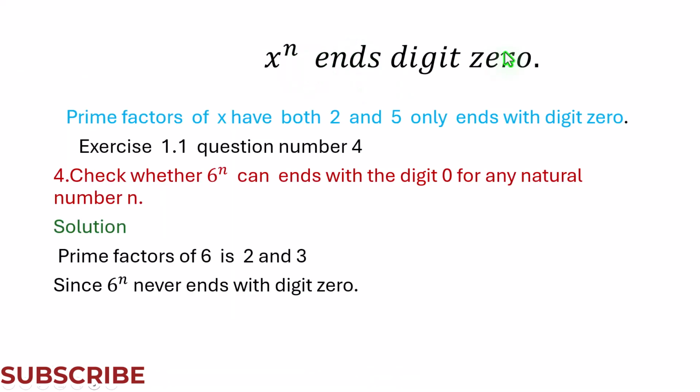Now x raised to n ending with the digit 0. The prime factors of x must include both 2 and 5 for it to end with the digit 0. Exercise 1.1, question number 4: check whether 6 raised to n can end with the digit 0 for any natural number n.